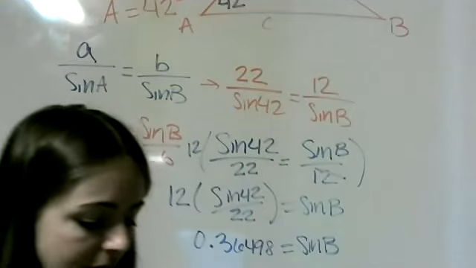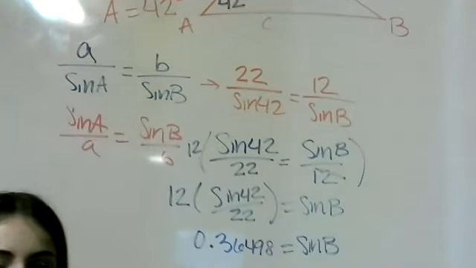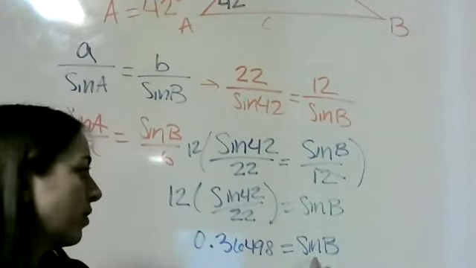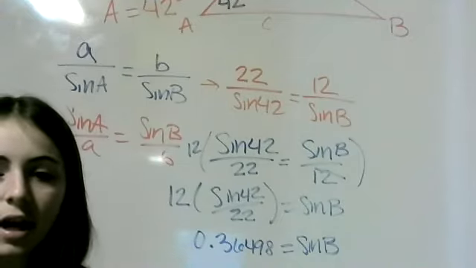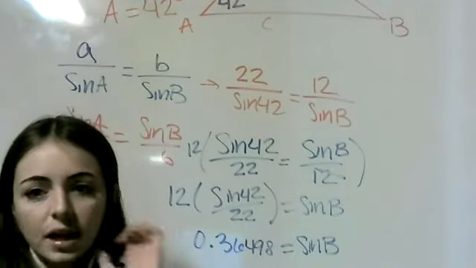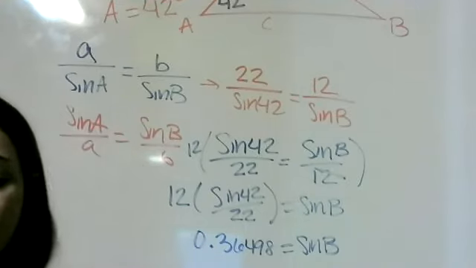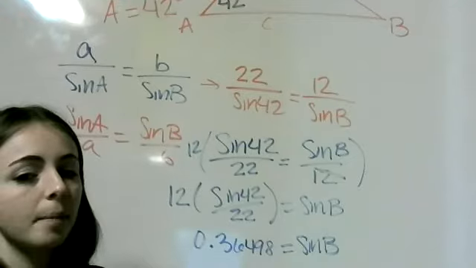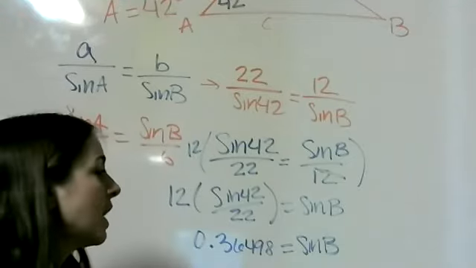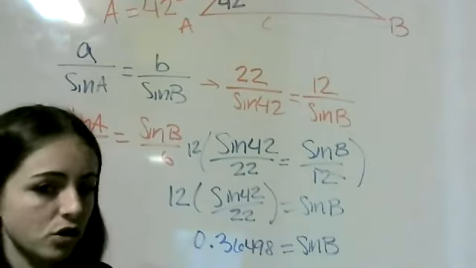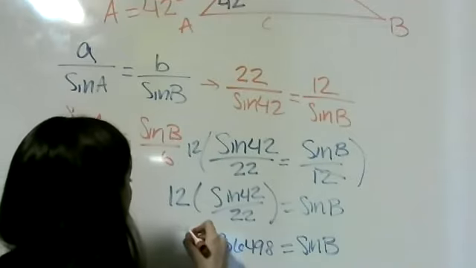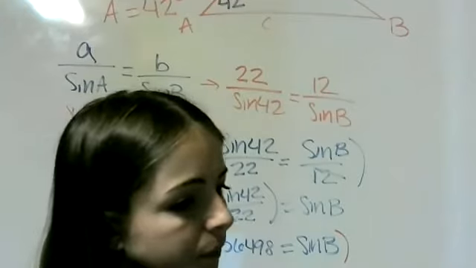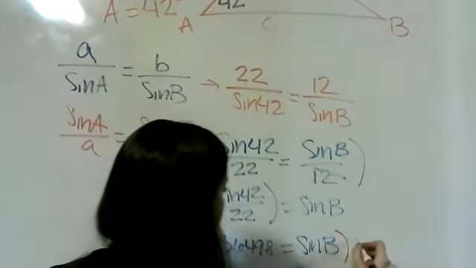So the issue here is I haven't actually solved for B. I solved for sine B. But I somehow need to figure out how to get rid of this sine. It's not as easy as just dividing it up. That's not actually going to take away that sine. That's one of the big things I want you to remember. You cannot divide off a sine or a cosine or anything like that. What you can do is take an inverse of that function.